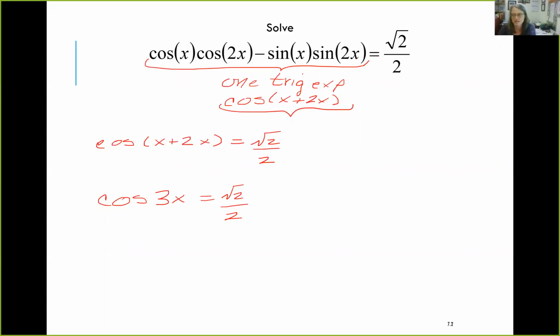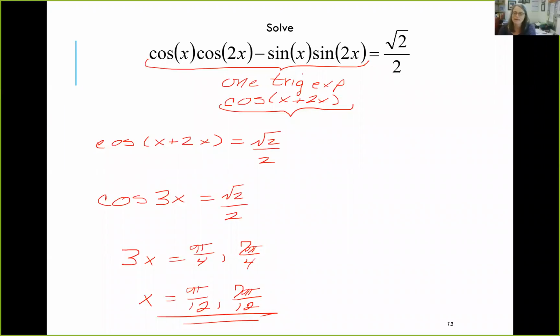Hey, we know what angle has cosine root 2 over 2. In our unit circle, going around there are 2 of them. So 3x can be pi over 4 or 7 pi over 4, which means x is pi over 12 or 7 pi over 12. Pretty neat, huh? Here's the thing, you need to memorize and recognize these sum and difference identities.